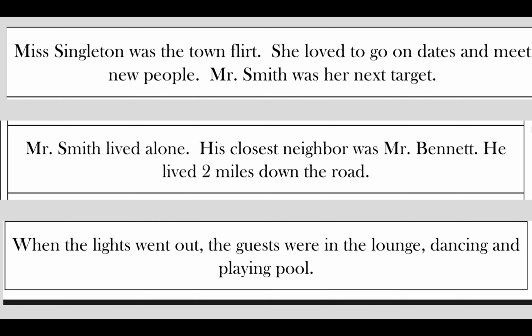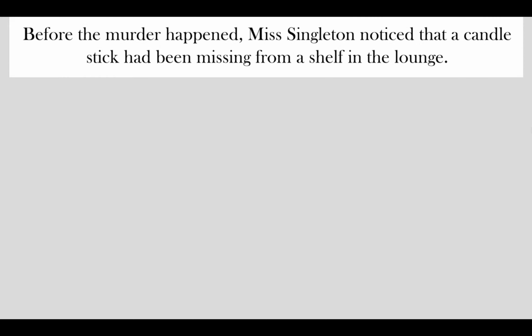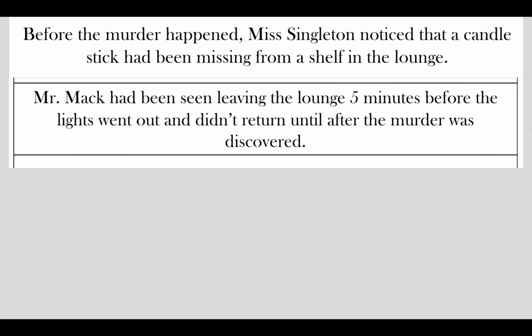When the lights went out, the guests were in the lounge dancing and playing pool. Before the murder happened, Miss Singleton noticed that a candlestick had been missing from a shelf in the lounge. And remember, she noticed that a candlestick had gone missing before the lights went out, because no one expected that at the party. Mr. Mack had been seen leaving the lounge 5 minutes before the lights went out, and did not return until after the murder was discovered. So why did he leave? Why was he missing before the lights went out for 5 minutes?